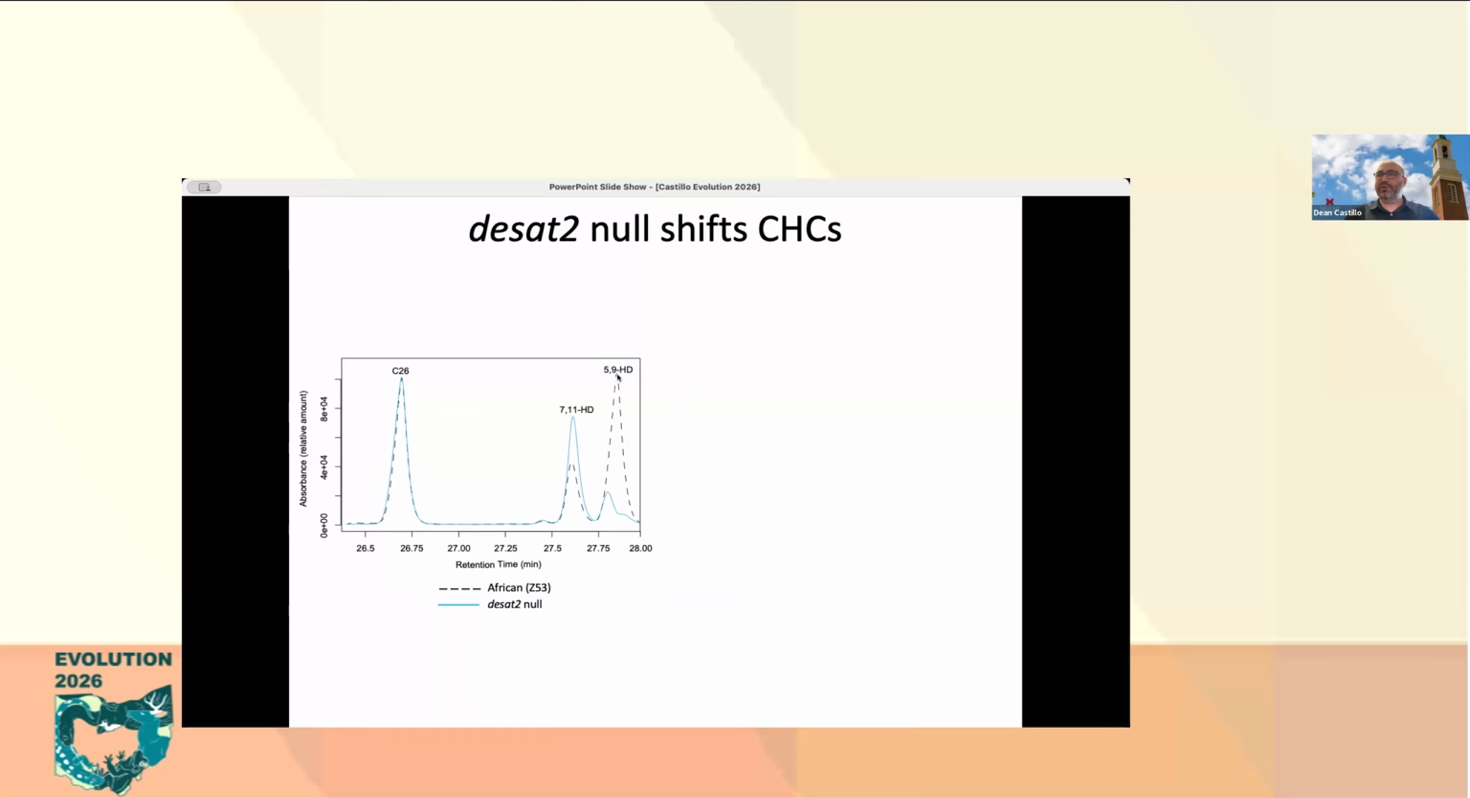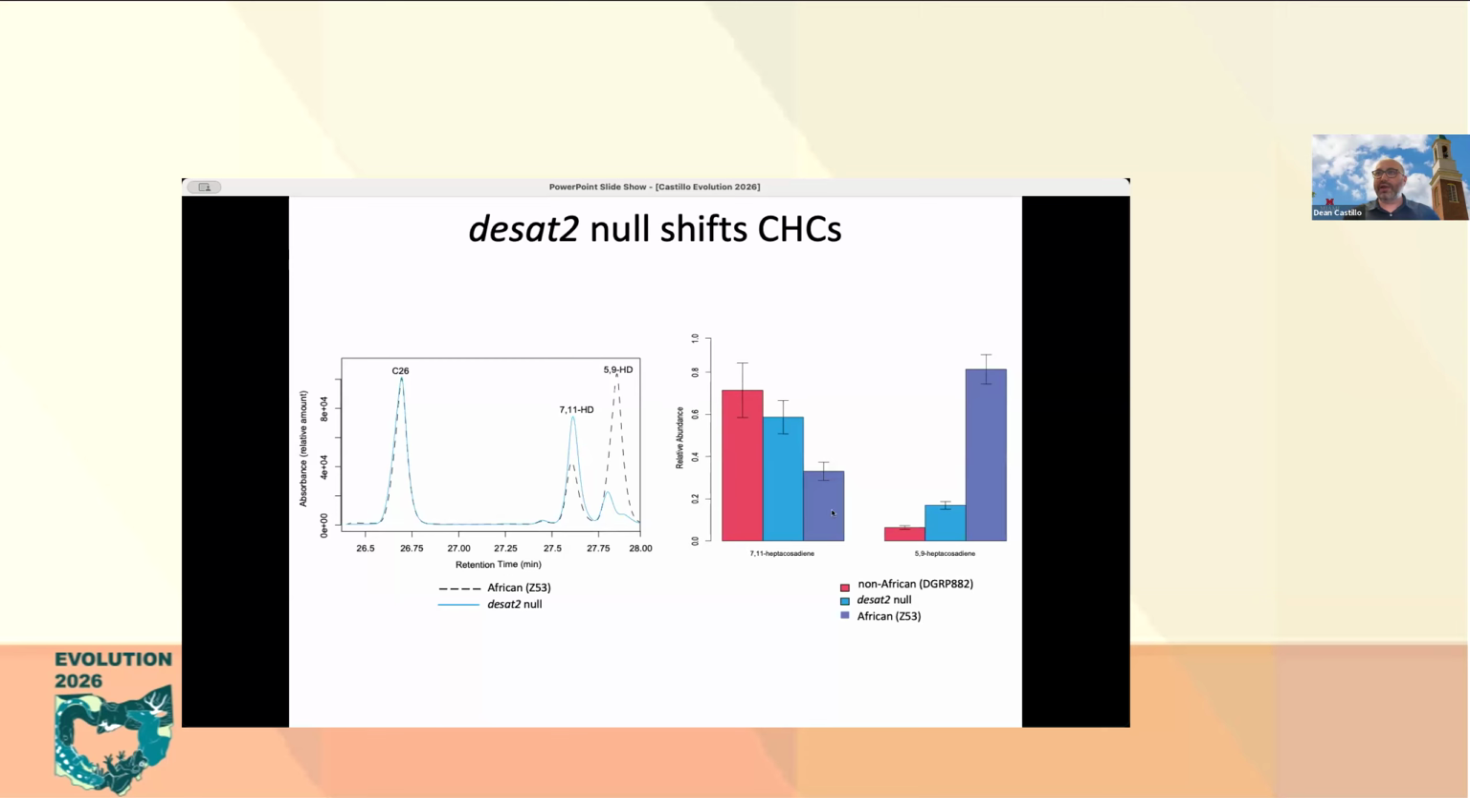So you can see we've been pretty successful. We've knocked down this compound completely. We've shifted this up. So this fly now looks like a non-African fly. If we quantify that, there's a significant decrease in the 5,9, and a significant increase in 7,11. This red fly is the standard non-African fly. So there's no difference now between these mutants in terms of their hydrocarbons.